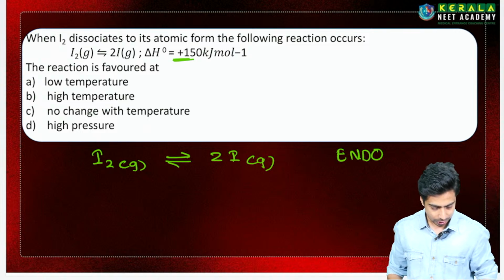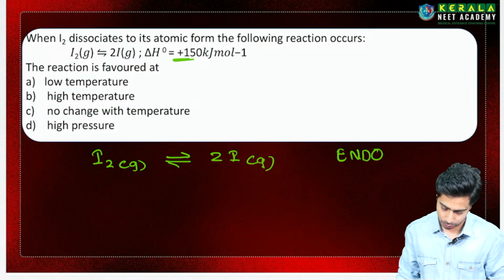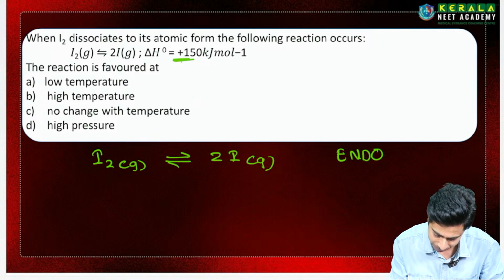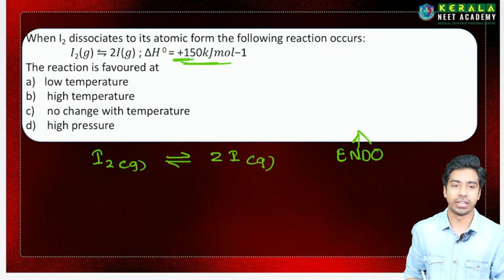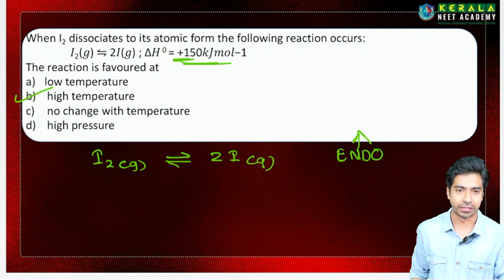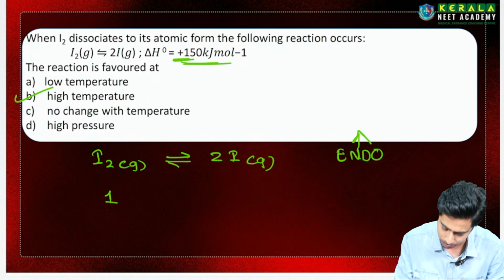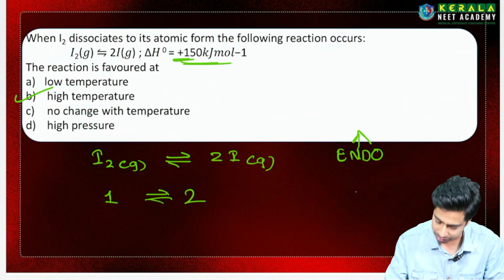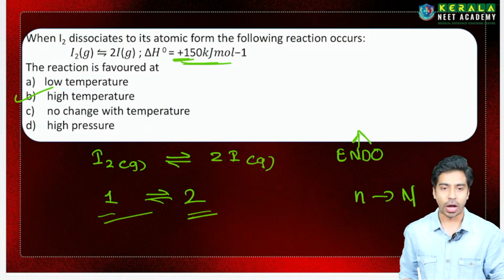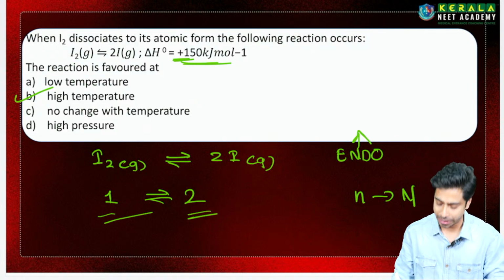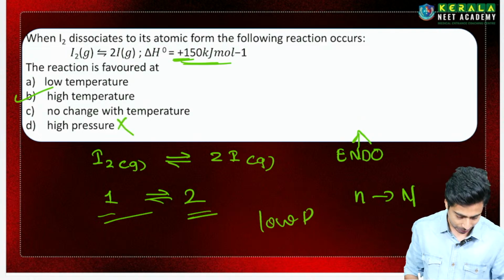Very good, Pandiselvam, option B. It will be favored because it is an endothermic process. So endothermic means temperature is increased, so high temperature. In terms of pressure, one gas molecule has to convert into 2, lesser number to larger number of moles, 1 and 2. So high pressure or low pressure? It will be low pressure. So this will not be the answer. Okay, see the tricks that we are applying.